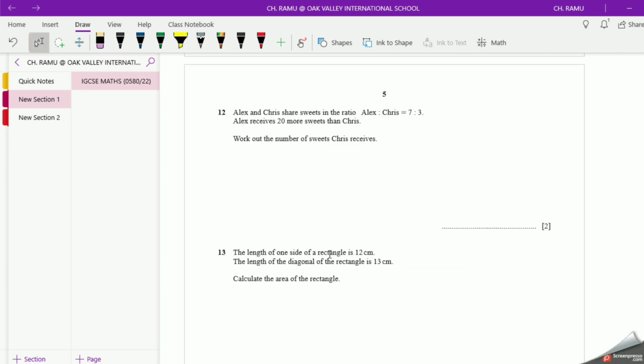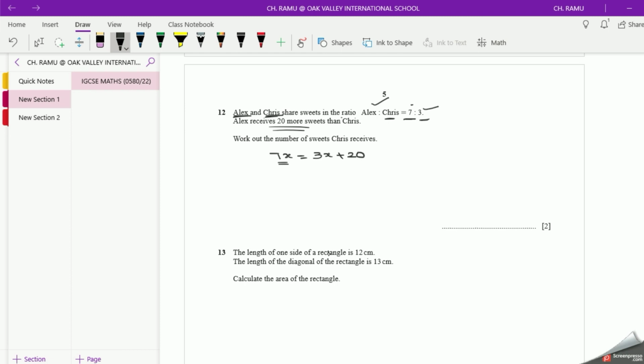Question number 14. Observe the question. Alex and Chris share the sweets in the ratio 7:3. Nothing but Alex will get 7 parts, Chris will get 3 parts. If Alex receives 20 more sweets than Chris, work out the number of sweets Chris receives. See, according to the question, 7x is equal to 3x plus 20, because Alex receives 20 sweets more than Chris.